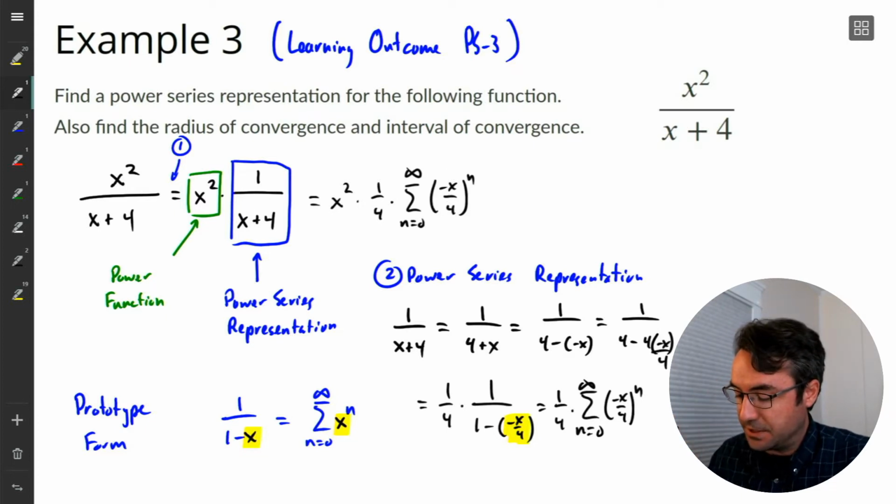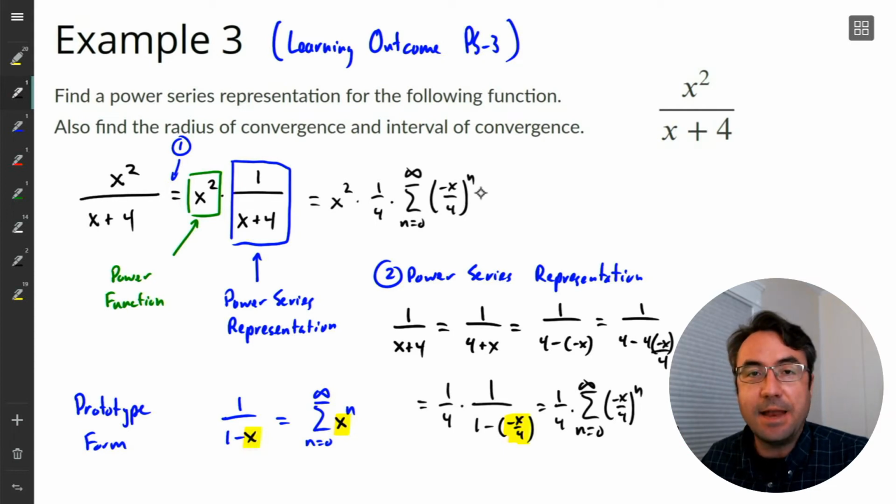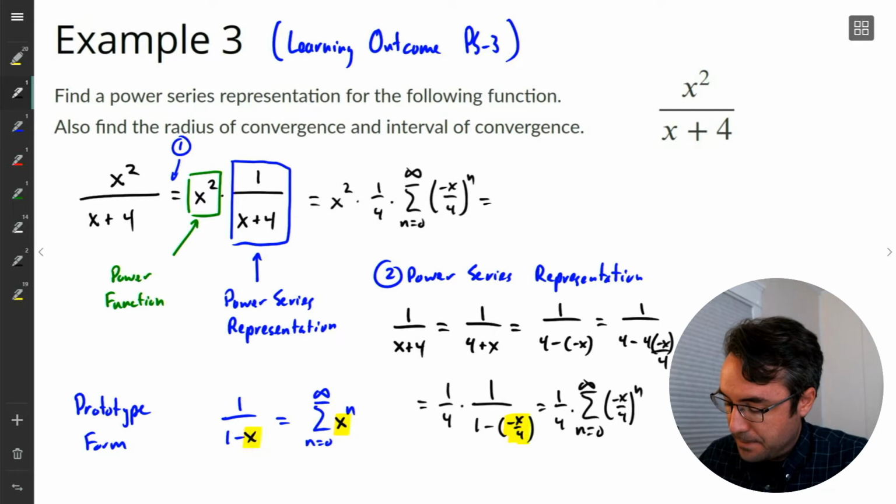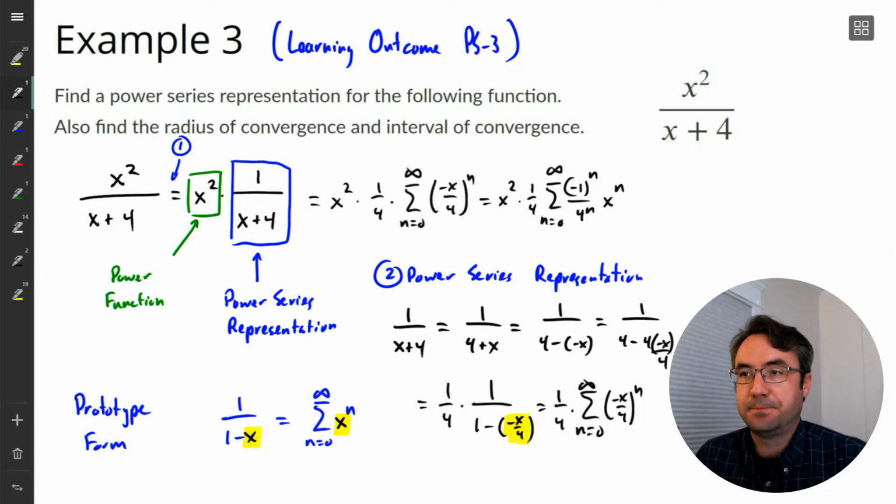So first, let's split up this n power over all the different pieces here. So we'll have the sum from n equals 0 to infinity of negative 1 raised to the n over 4 raised to the n times x raised to the n. The negative became negative 1 to the n. The 4 in the denominator became 4 raised to the n in the denominator. And then we have that x to the n.